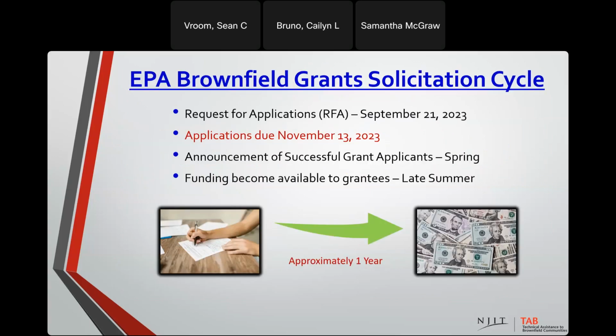So the EPA Brownfields grant solicitation cycle takes just under a year from start to finish. The request for applications come out in the fall. This year they came out September 21st. They are due into EPA by November 13th, so I believe it's just under 6 weeks. Then EPA is going to evaluate all of the grant applications that they receive, and then they're going to make their selection, and they make that announcement in the spring. The past couple of years, it's been in May.